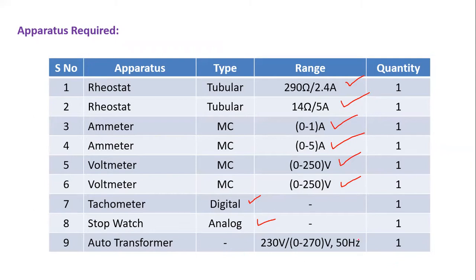Coming to the auto transformer, it is a DC machine, but coming to the electrical parameters, we need to measure the armature resistance and the reactance. For measuring the reactance directly, it's not possible. So first we find the impedance. That means we apply an AC voltage to the armature, and then we can identify the armature impedance. For applying the AC voltage, we are using the auto transformer, that we will see. This is the apparatus required.